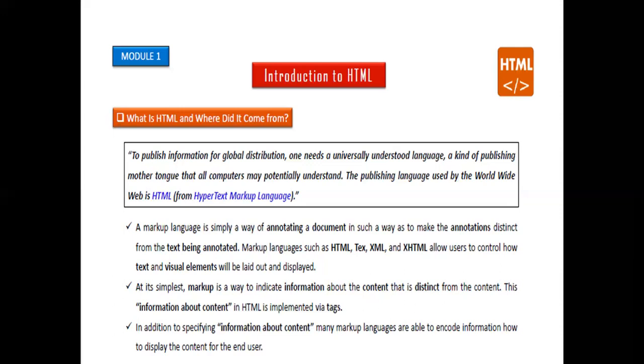So for sharing that type of information, we need one language called HTML. HTML is a way of sharing the information in their mother tongue or in their local languages. Here, hypertext is nothing but the text information we are sharing globally, in whichever language they need it.